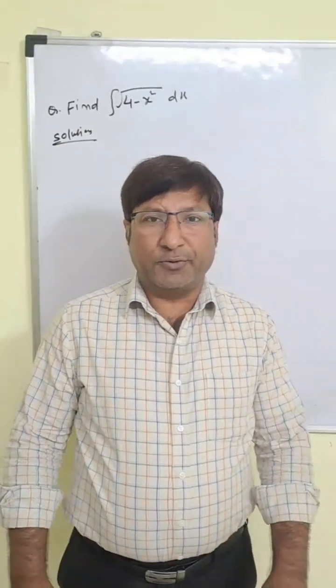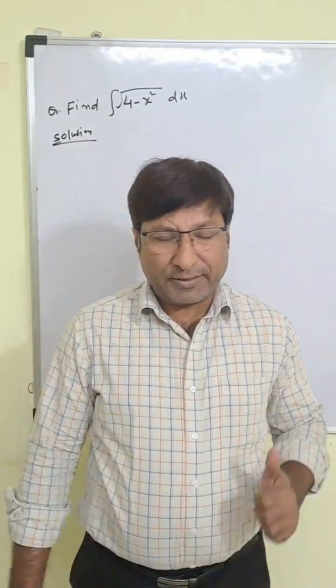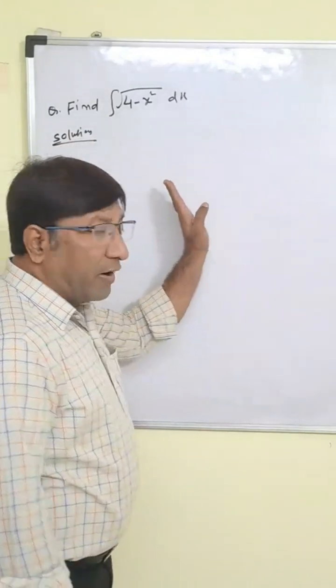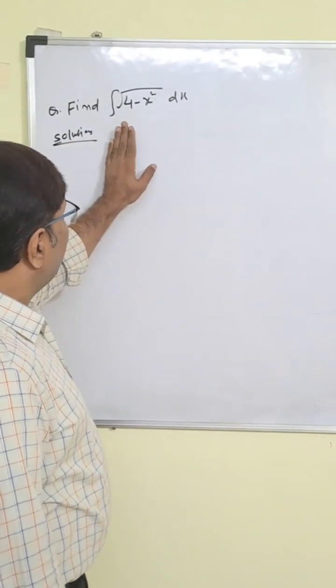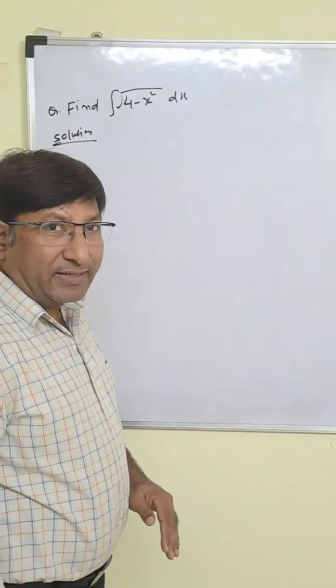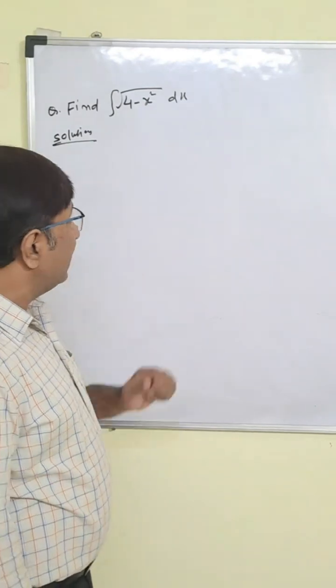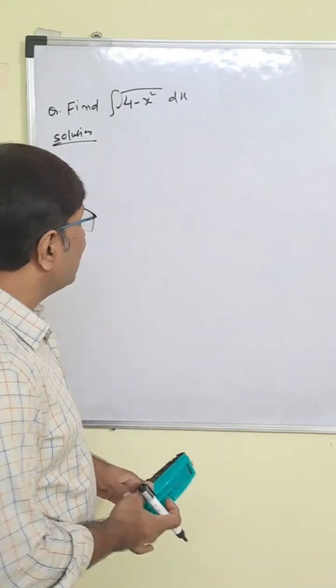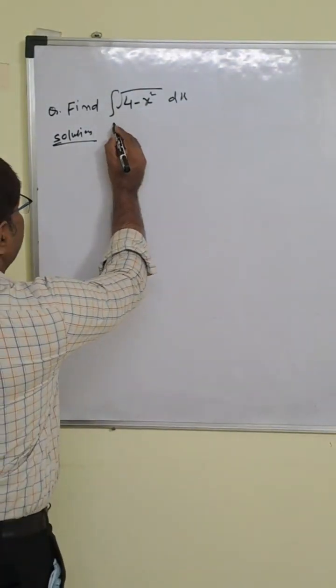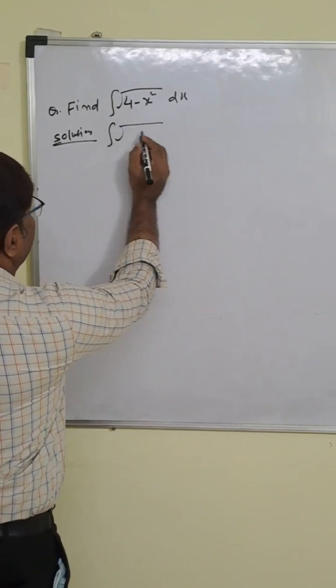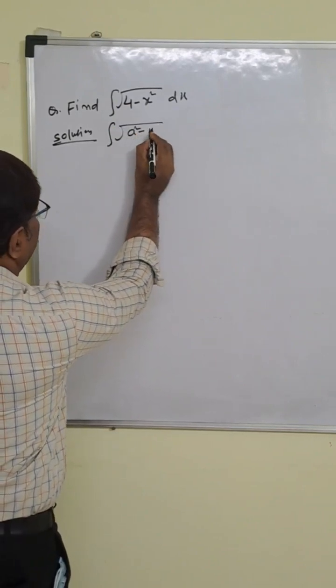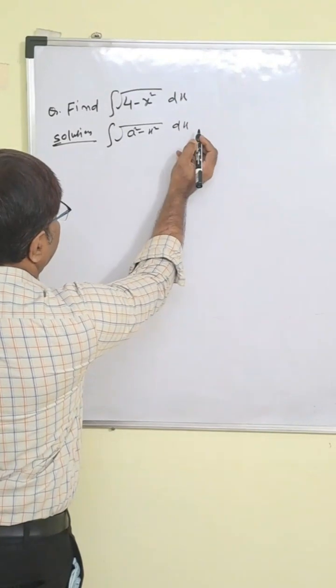Most important question of integration. Let us see the question. Find the integration of root under 4 minus x square dx. For this type of question, the simple technique is what? We will use the integration of root under a square minus x square dx.